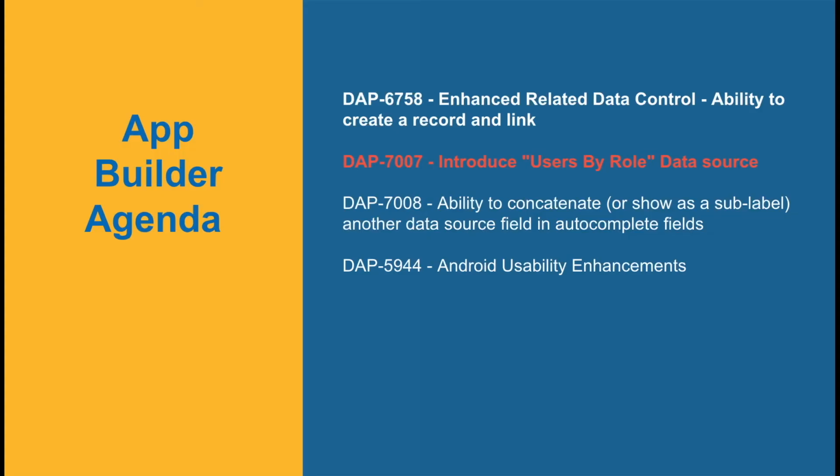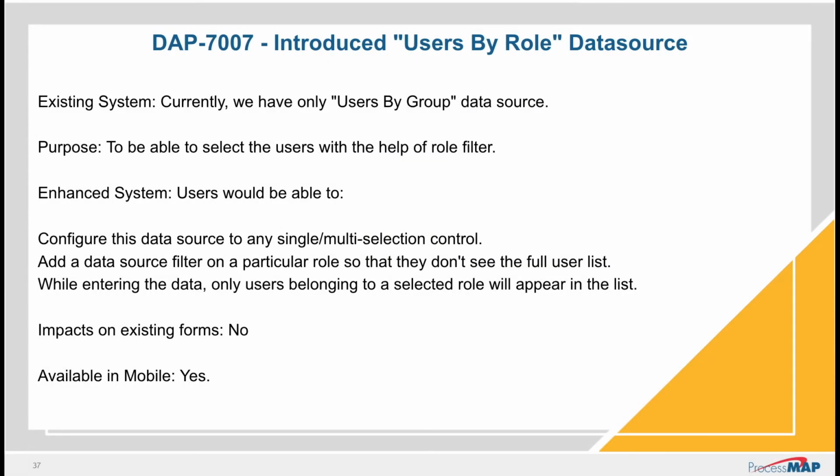In 22.2, we've introduced the users by role data source. Currently, we only have a user by group data source, so we added a similar one for users by role. And this will help you cut down the number of names that are on a user list when you're adding it to the form.